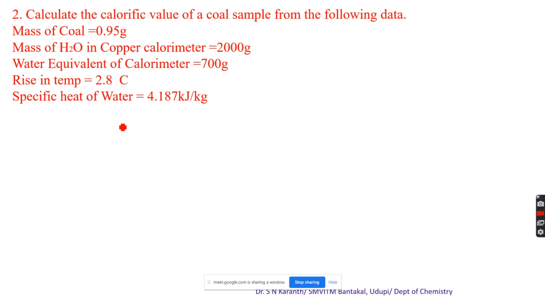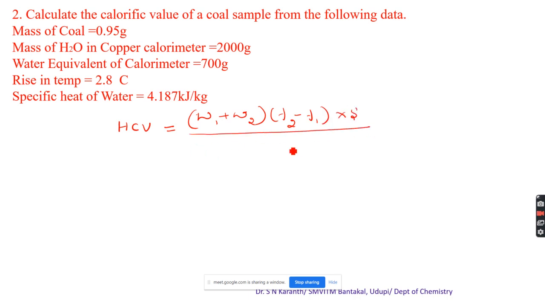It's not possible to predict the lower or net calorific value because here they have not mentioned the percentage of hydrogen present in the fuel sample. If they mention the percentage of hydrogen present in the fuel sample, then only you can determine the NCV. Here, no percentage of hydrogen, so you have to determine only HCV.